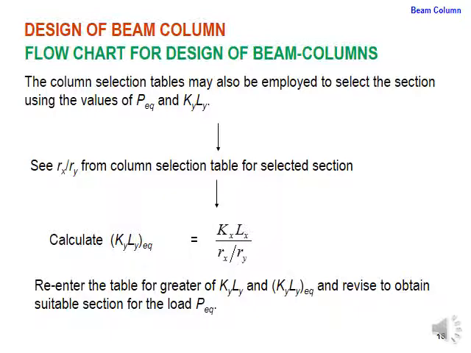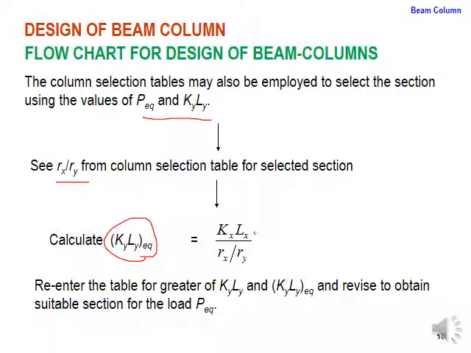Next, the column selection tables may also be employed to select the section using the values of P equivalent and Ky, Ly. In the last slide we said that you are selecting the beam section, so here you can select the column selection table. For that you have to calculate P equivalent and Ky, Ly, and corresponding to that you can enter the tables and see the Rx and Ry from the column selection table for the selected section. This Rx and Ry you can use to calculate Ky, Ly equivalent.